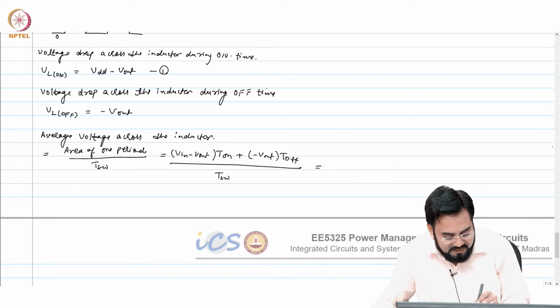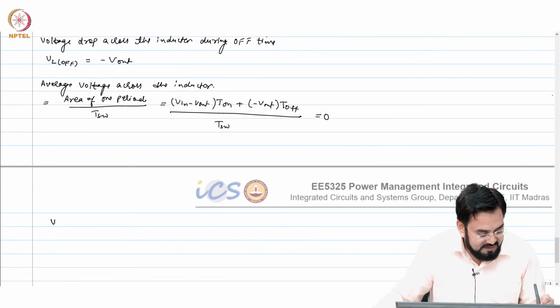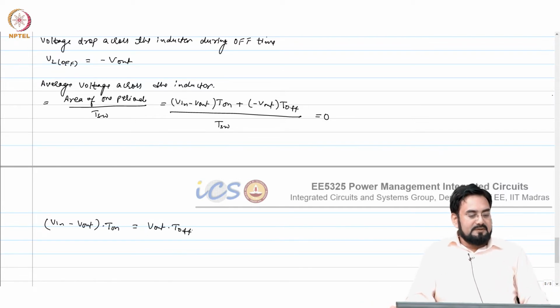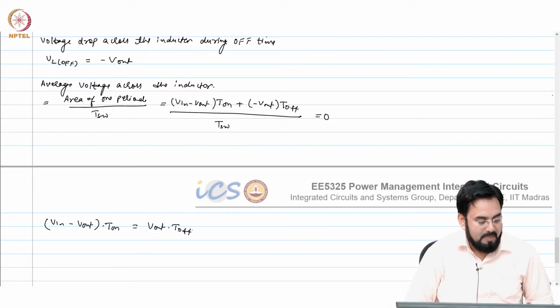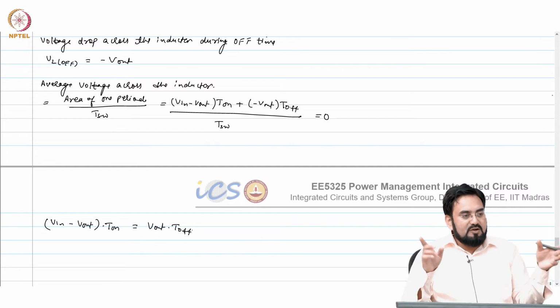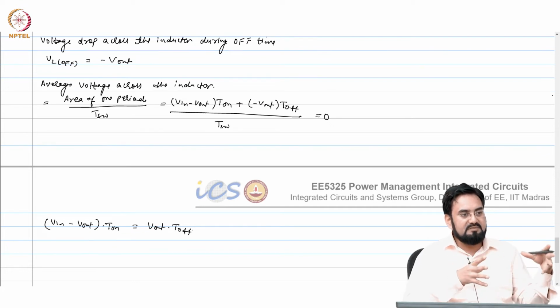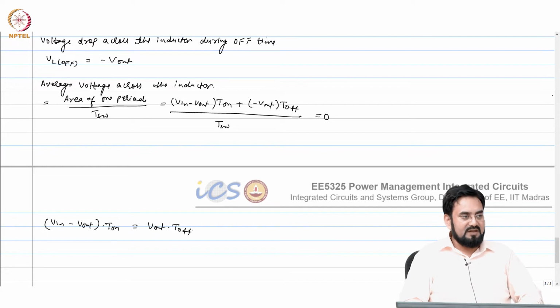And this must be 0. So, can I say V in minus V out times T on equal to V out times T off, correct? So, what does it mean? Which means in order to maintain the 0 average voltage across the inductor, the voltage during the on time should be same as during the off time.